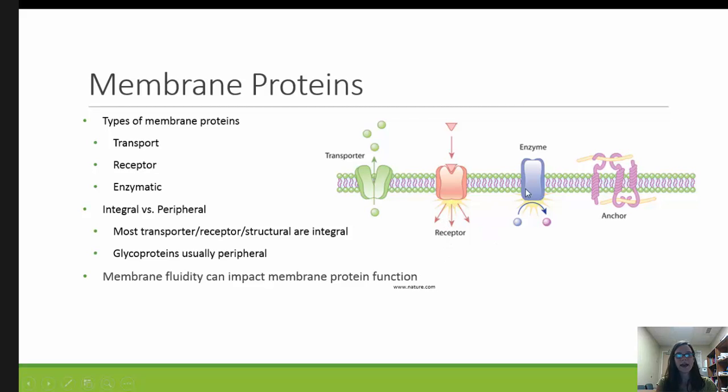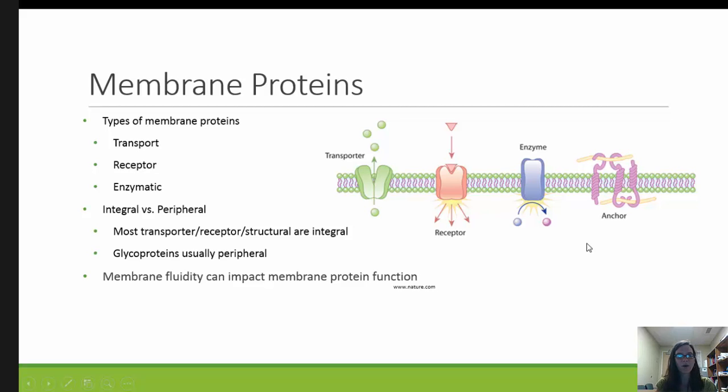And then finally we have our enzymatic proteins, which are probably very familiar to us, which catalyze biochemical reactions. So they're sitting on the edge of the cell, and we have a substance of some kind that comes up to the enzyme, and this catalyzes a reaction in order to transform the original substance into something new.